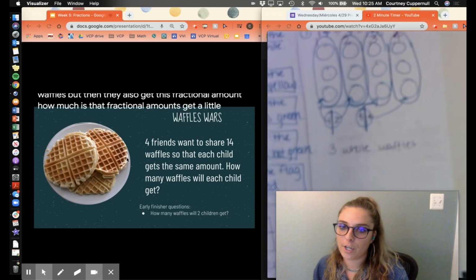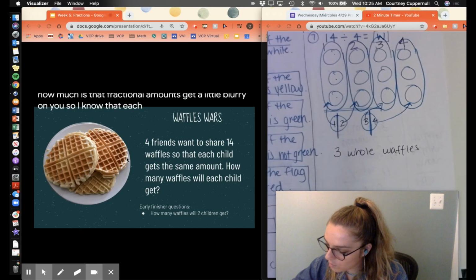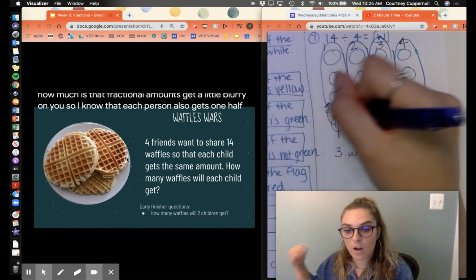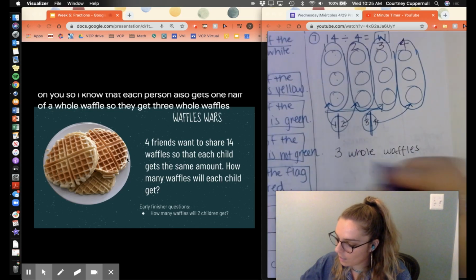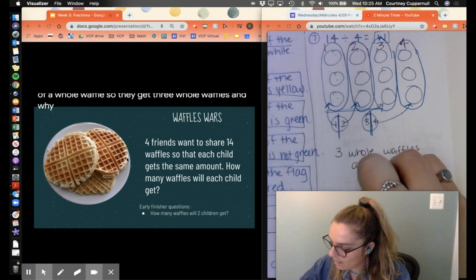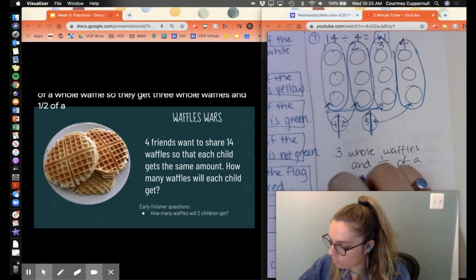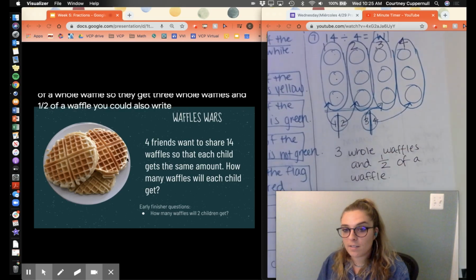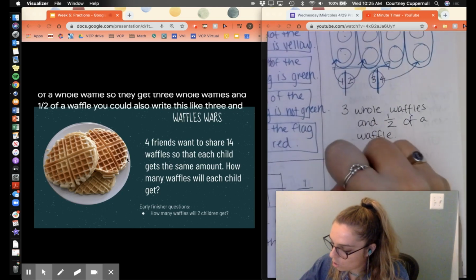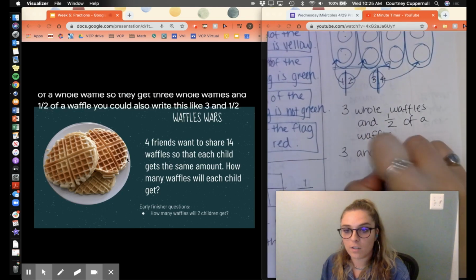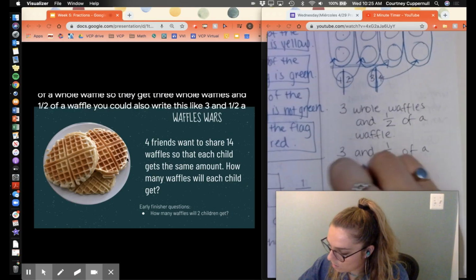It's getting a little blurry on you. So I know that each person also gets 1/2 of a whole waffle. So they get 3 whole waffles and 1/2 of a waffle. You could also write this like 3 and 1/2 of a waffle.